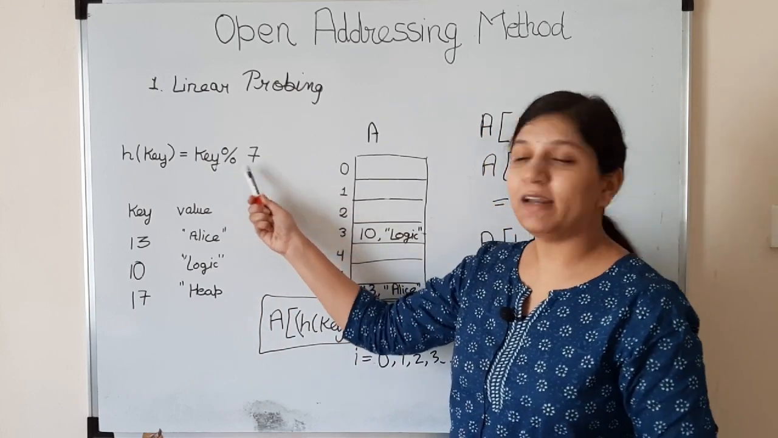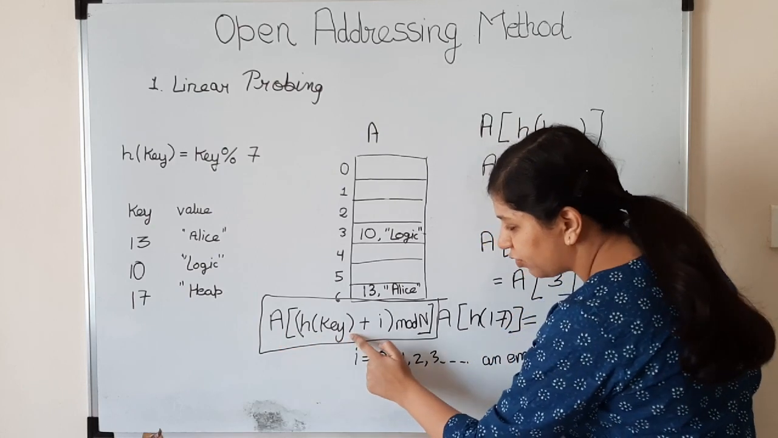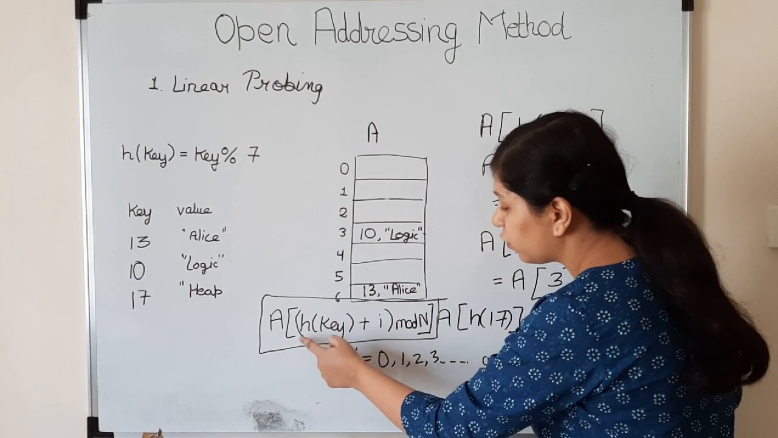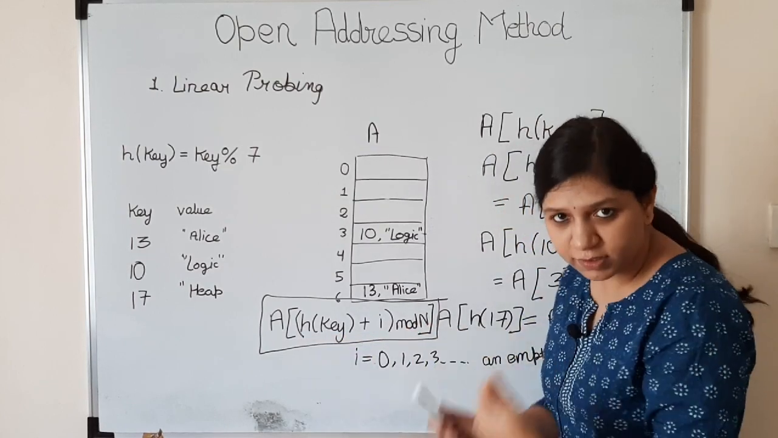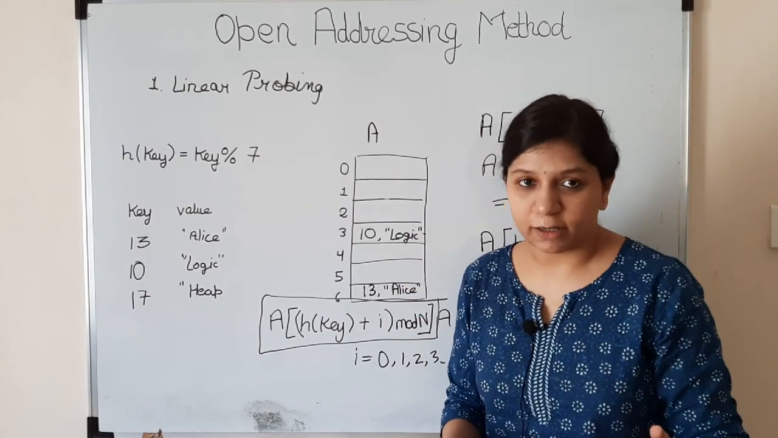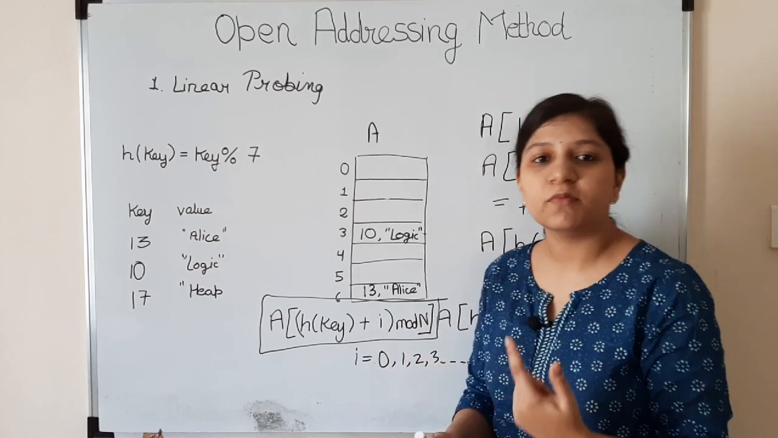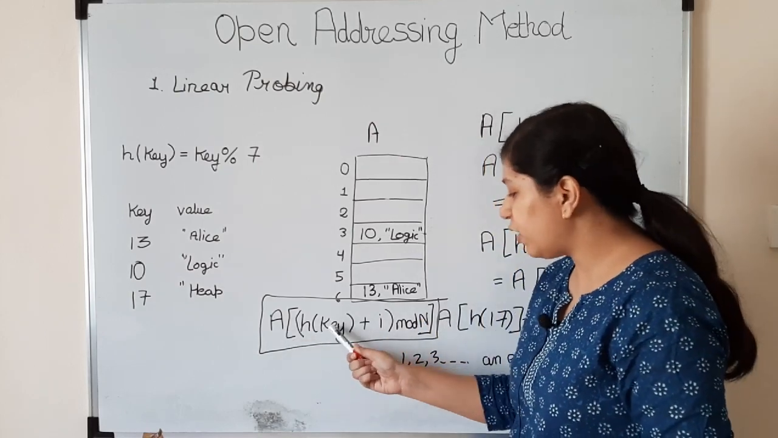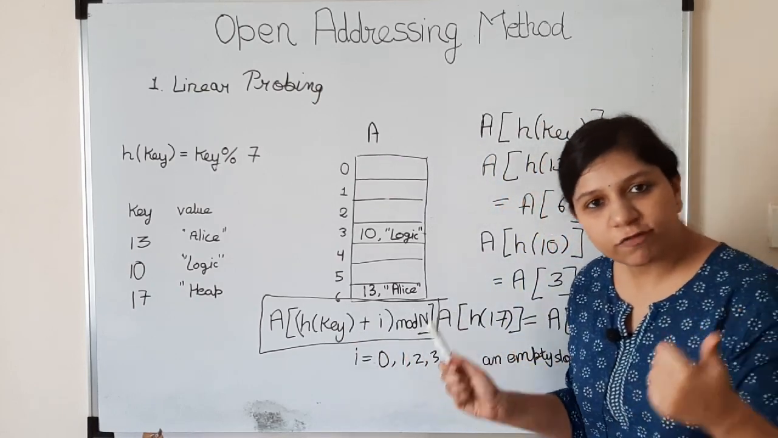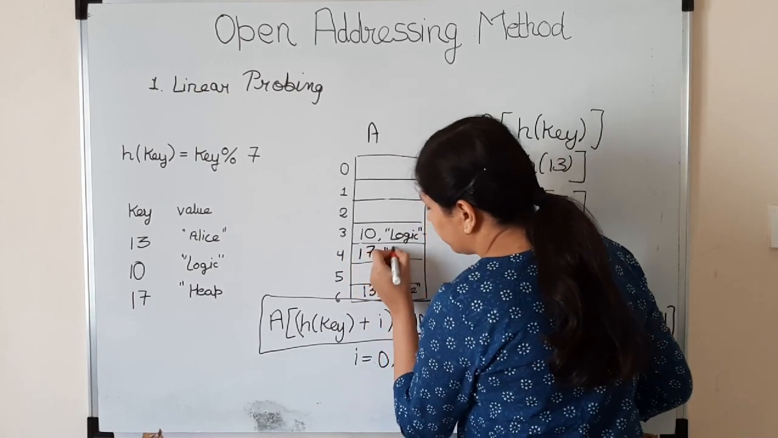So 17 modulo 7 is going to give you again 3. So A3 plus 0, initially you will always start with 0. So A3 mod 7, which is A3. So at A3 you will go, but this place is occupied. Now what will you do? You will increase the value of i. i now becomes 1. So A3 plus 1, which is 4. A4 mod 7 is going to give you 4. So you will come here and put heap here.